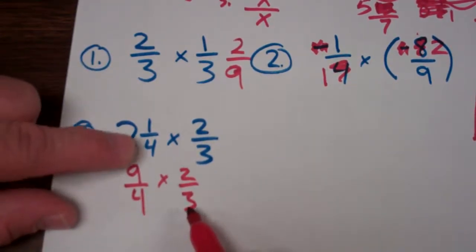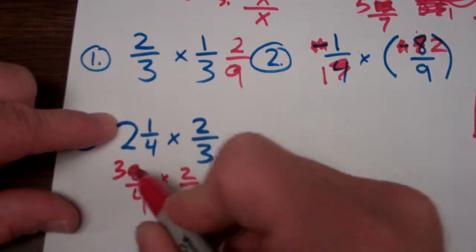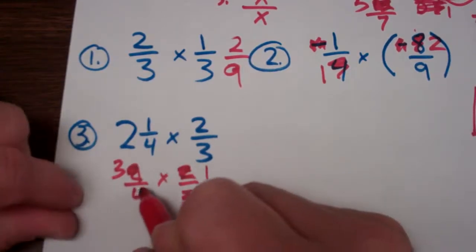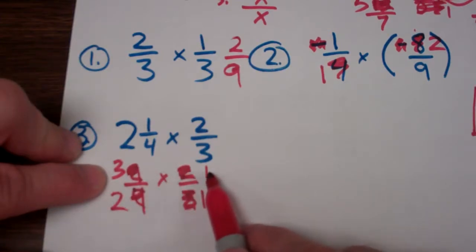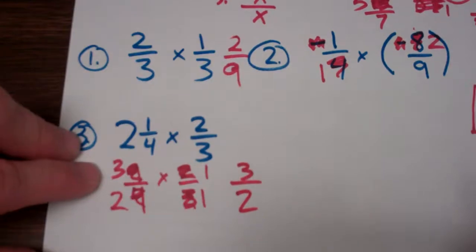Oh, this is nice. I can divide by 3 right here and get 1, divide by 3 here and get 3. On this one I can also divide by 2, so let me divide by 2 and get 1, divide by 2 and get 2. Now I'm ready to multiply across. 3 times 1 is 3, 2 times 1 is 2, and I get 3/2.